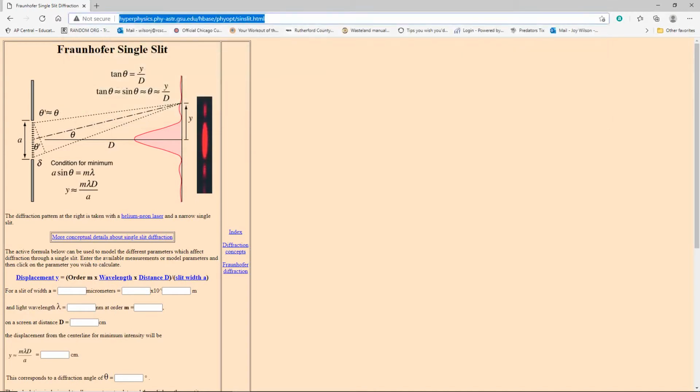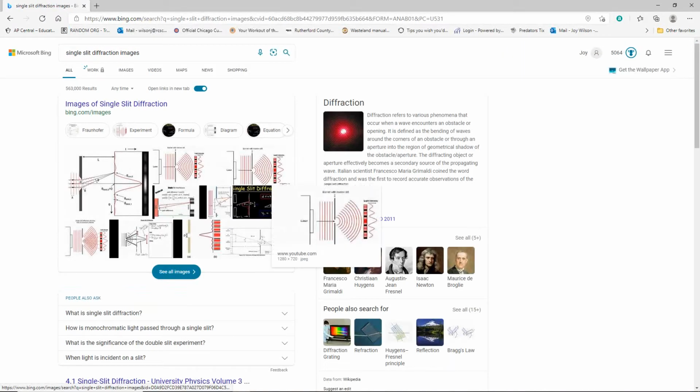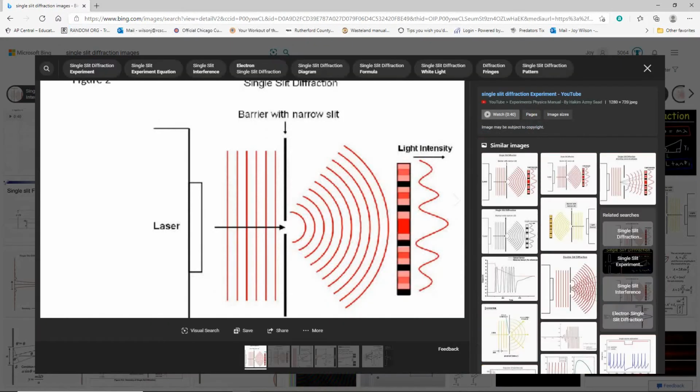One of the things I want you to see, single slit diffraction images, hang on just a second. There's another one I want to show you, and it's this one. This is a little bit better.